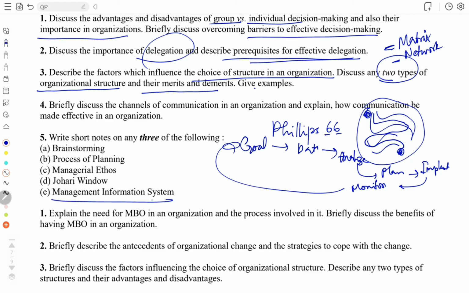Management information system. Okay, this is an important topic. In case you have not gone through it, I suggest you go through this. What is management information system? It could be an important topic, just like management by objectives, which we said in the last class. Management information system is also important.